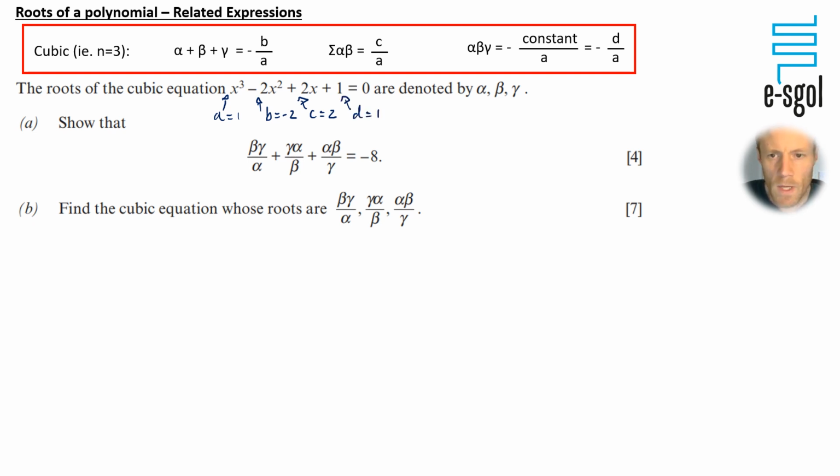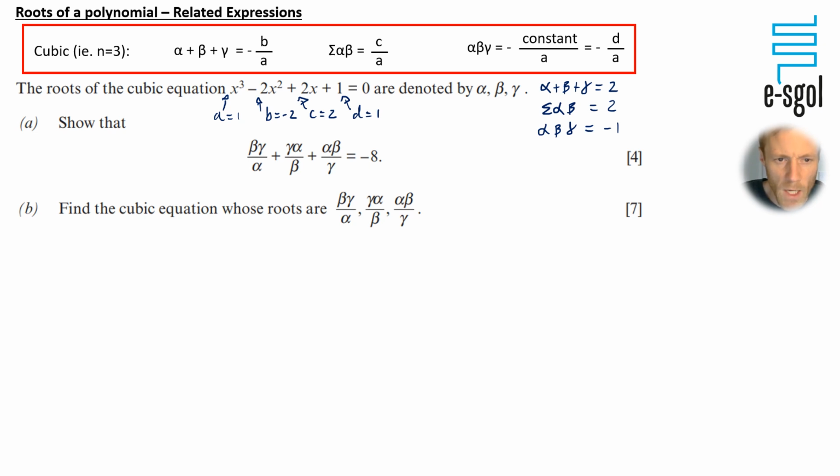and d is 1. And I might also make a little note of what the sum of the roots are. So that should be 2. What the sum of alpha beta components are, that should be 2 as well. And then the product of the roots, and that should be -1. So I'm just using the rules that are at the top of the page. And then I'm having a look at the question.